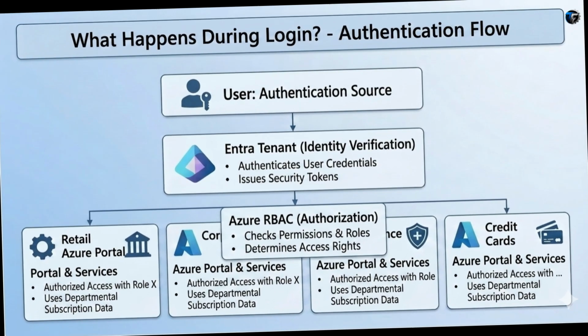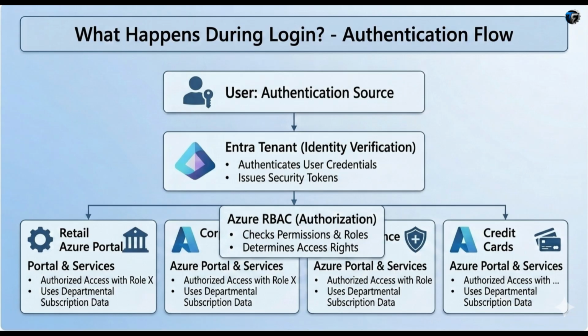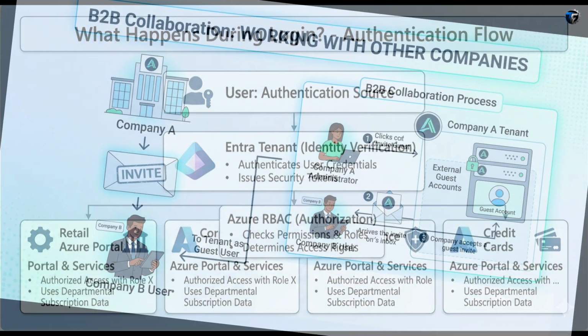When you sign in to Azure portal, Microsoft first checks your identity against your organization's tenant. If your identity is valid, RBAC determines what you are allowed to access. Authentication always happens before authorization.